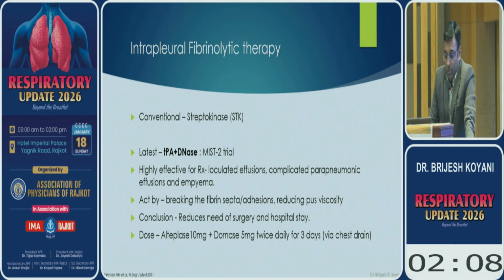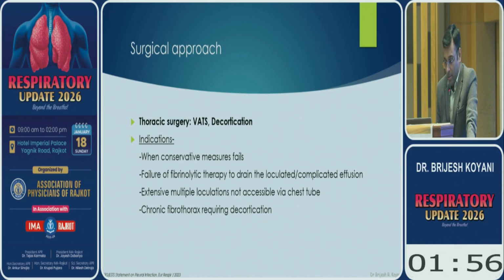The dose of this novel therapy is tPA 10 mg plus DNase 5 mg twice daily for 3 days, to be inserted by the chest drain. It is highly effective in the treatment of loculated effusion, complicated parapneumonic effusion, and empyema.